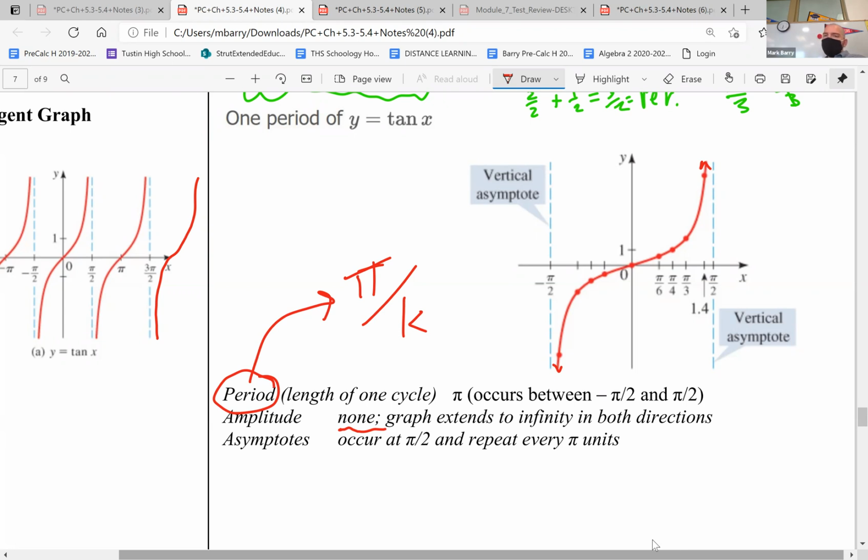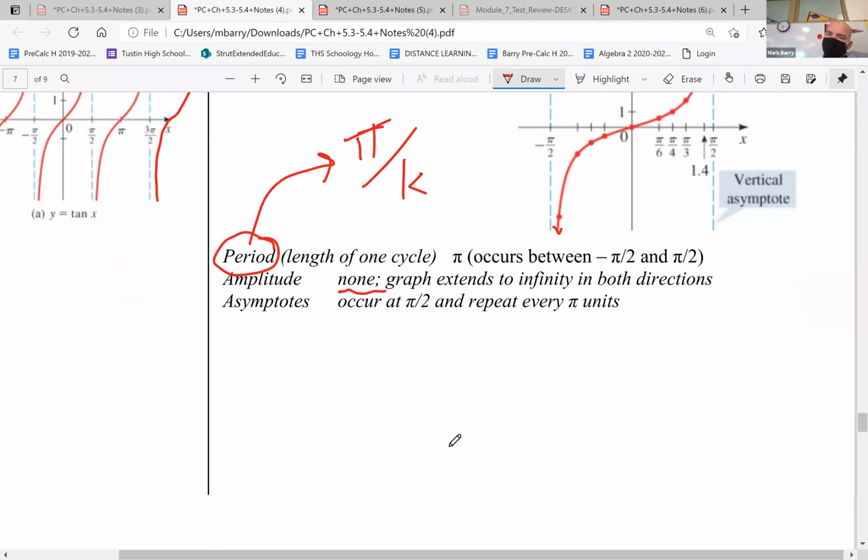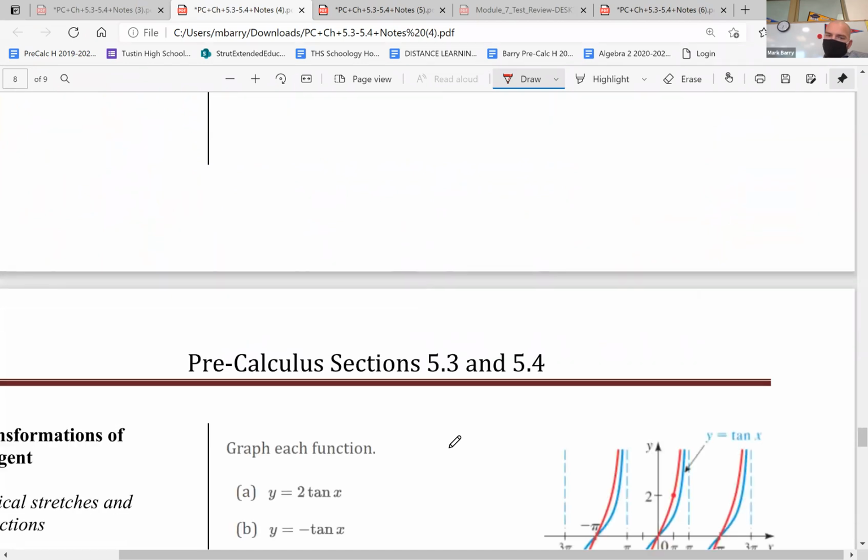Awesome. And then, yes, we have repeating asymptotes. The first one is at pi over 2, and then it keeps repeating itself. All right. So let's take a look at what the transformations on this look like.